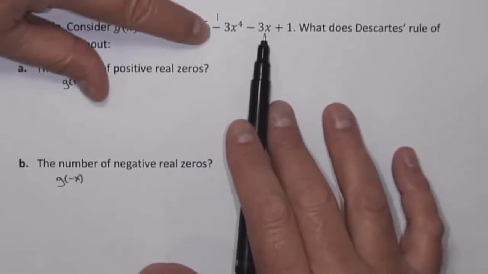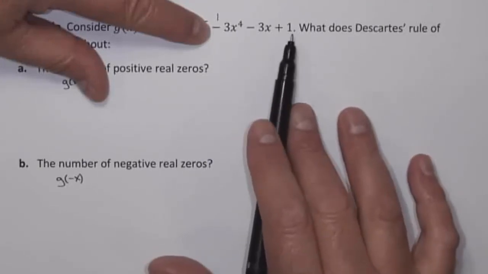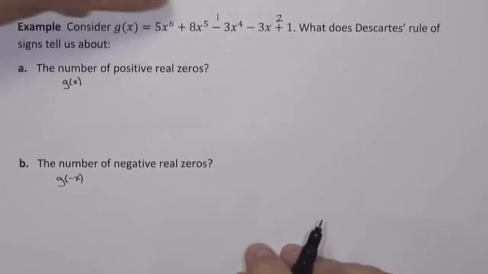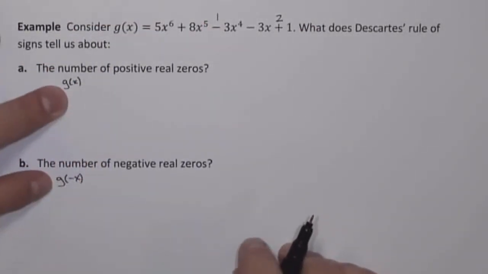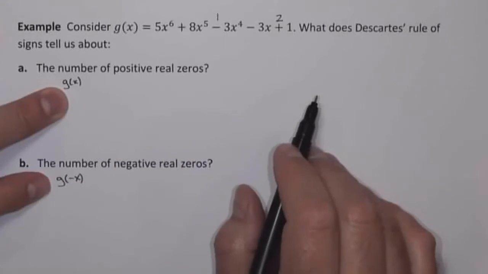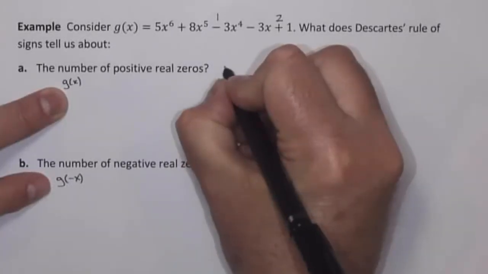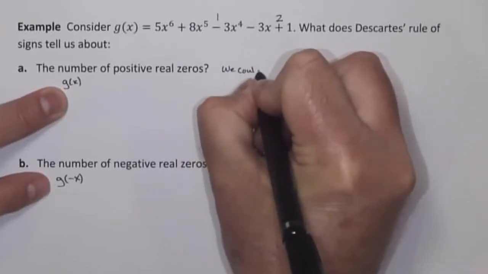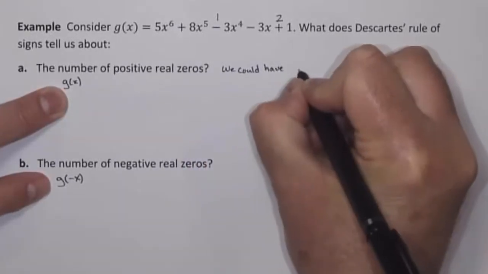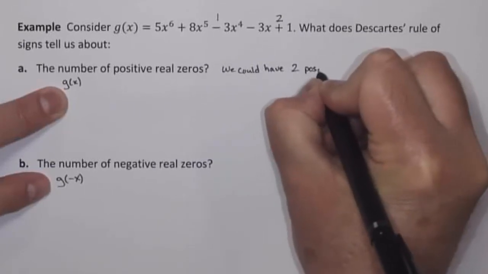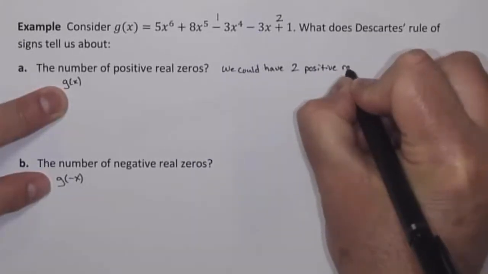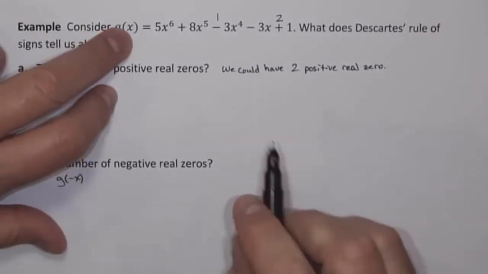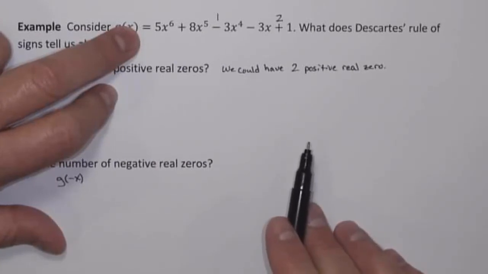But now going from negative 3x to positive 1, or plus 1, we're going from negative to positive. That is a second variation in signs. Okay? So Descartes' rule of signs says we could possibly have two positive real zeros. That's the most we could possibly have because there were two variations in sign.